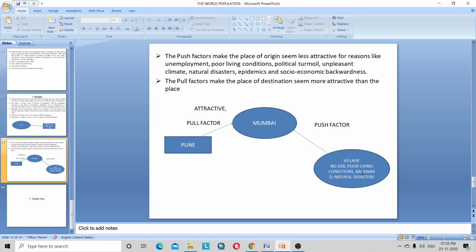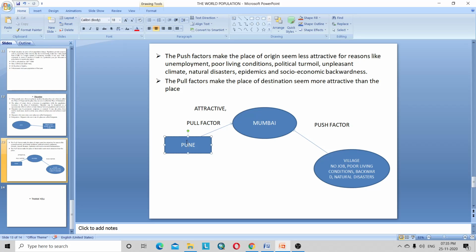Other examples are natural disasters like flood, drought, and tsunamis, which have a tremendous effect on, for example, agricultural activities. So these people become landless because of natural disaster and tend to migrate to the city. That is called the push factor.